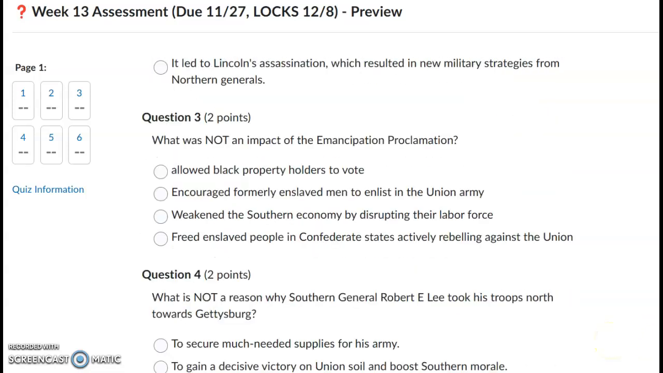Question number 3. What was not an impact of the Emancipation Proclamation? It allowed Black property holders to vote, encouraged formerly enslaved men to enlist in the Union Army, weakened the Southern economy by disrupting their labor force, freed enslaved people in Confederate states, actively rebelling against the Union.